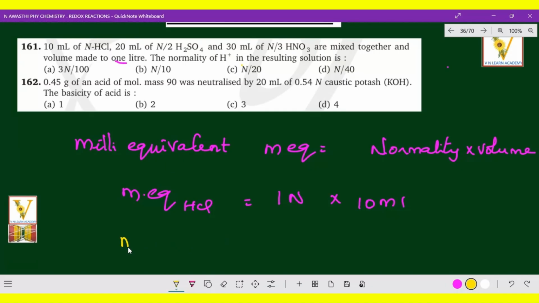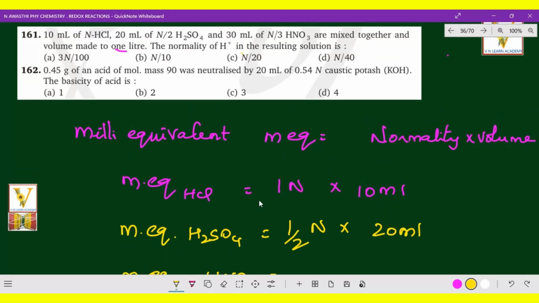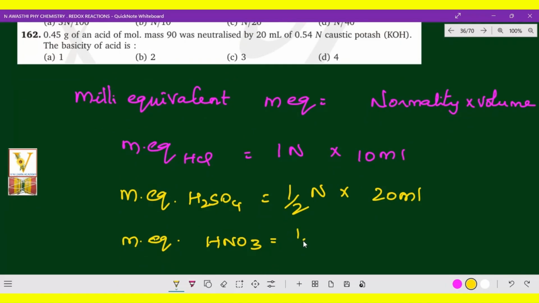The next one is the milli equivalent of H2SO4. Here N by 2 is mentioned, so half N into 20 ml. And the next one is the milli equivalent of HNO3, which is N by 3, that means 1 by 3 N, into 30 ml. Now what is the answer you are getting over here? So here it is 1 N.